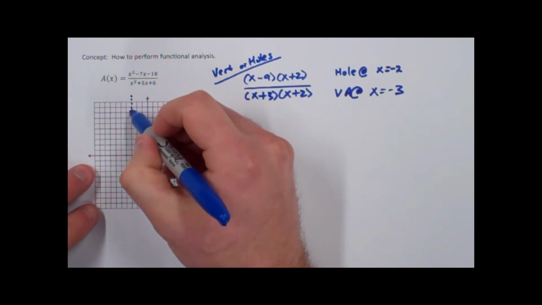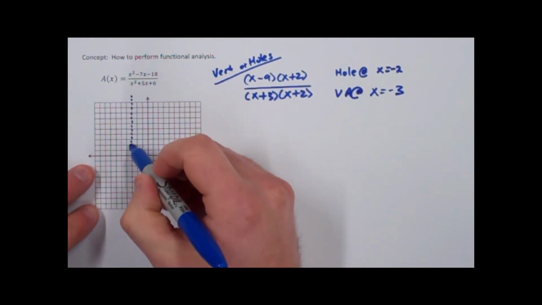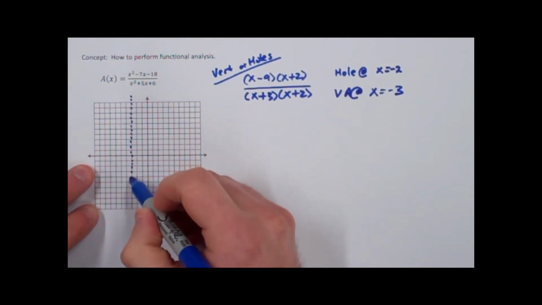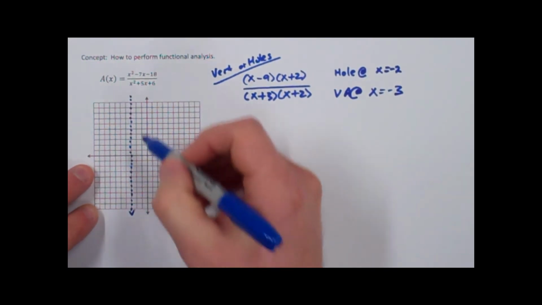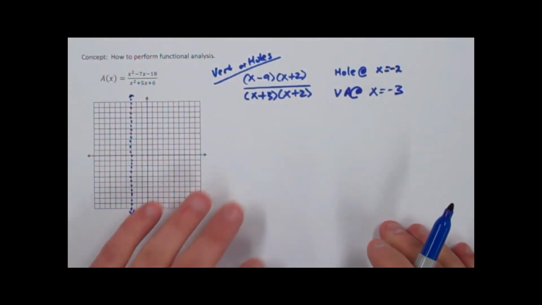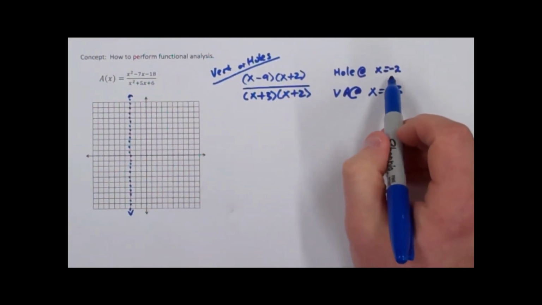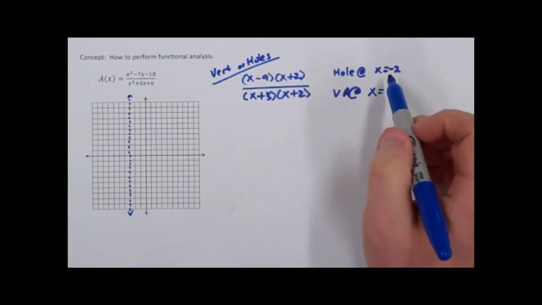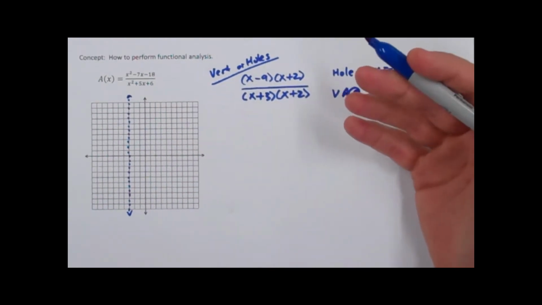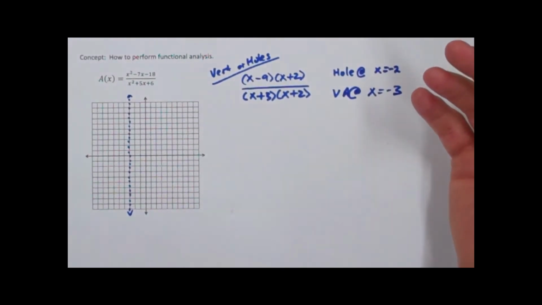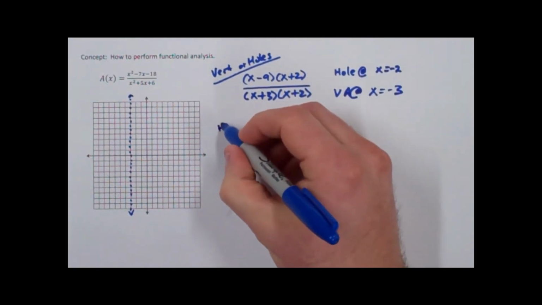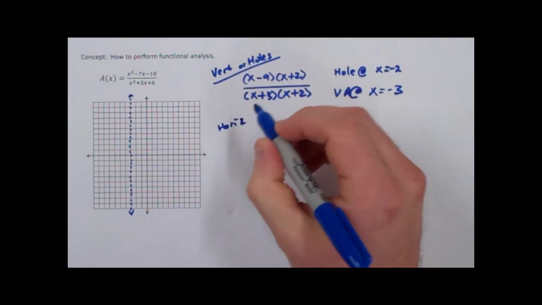If you're drawing in pencil, you can do it lightly if you want to. Here, though, of course, with a Sharpie, I'll use dots. We're going to just remember that there's a hole at negative 2. We don't know exactly what the graph looks like quite yet. We're just investigating it, analyzing the function. The next thing we can do is find the horizontal asymptote.